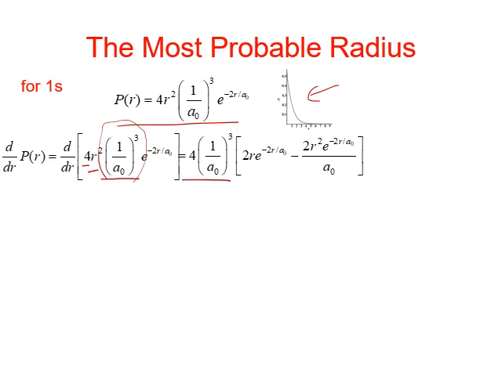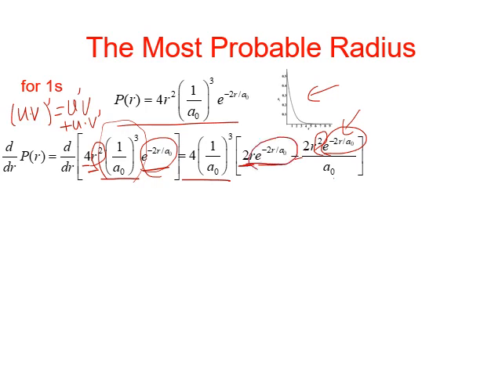And so you have r squared times exponential negative 2r over a naught. You can think about this as a composite function, u times v, derivative equals u derivative times v plus u times v derivative. So we first take the derivative of r squared, which gives you 2r times the e to the negative 2r over a naught, and then you times r squared and the derivative of the e to the negative 2r over a naught, but then the derivative of the power gives you negative 2r over a naught. Now you factor r times e to the negative 2r over a naught, so r times this, and what you have is this function.